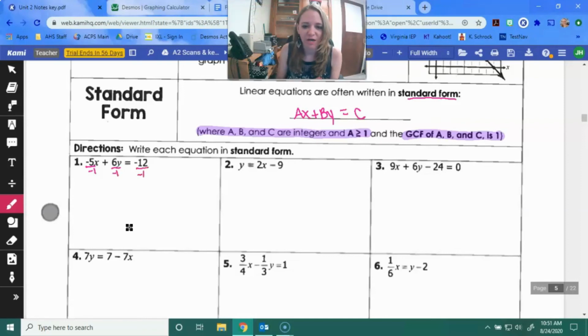And then that'll leave us with 5, and that's okay, we can have 5. So this will become positive 5x, and then this will become minus 6y, and then equals positive 12.